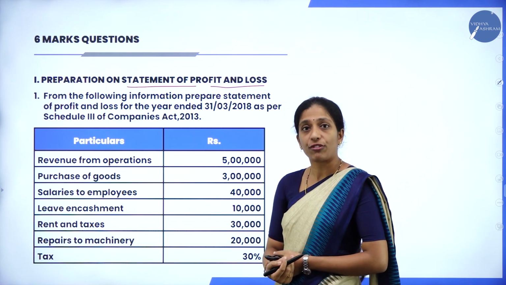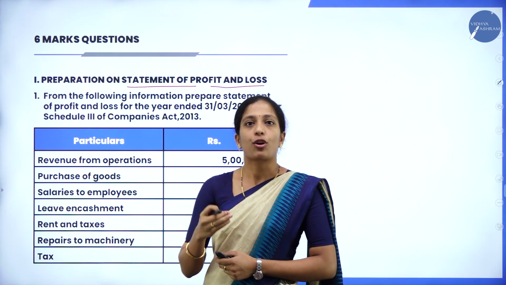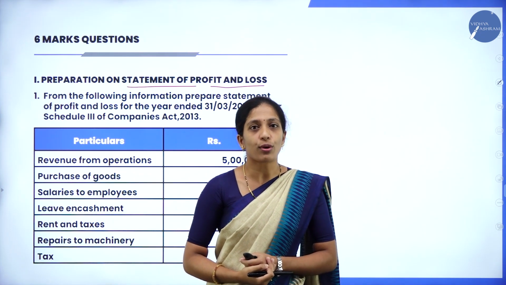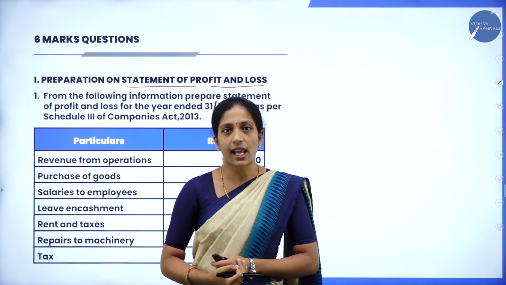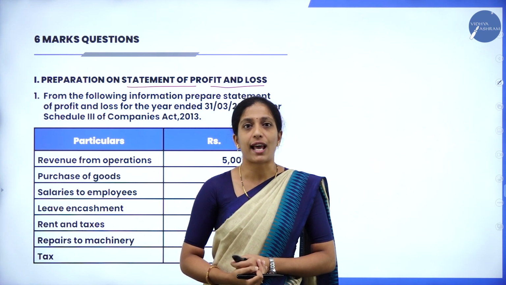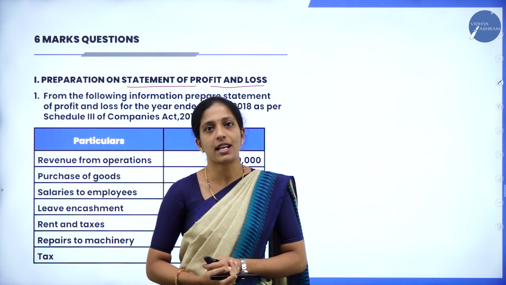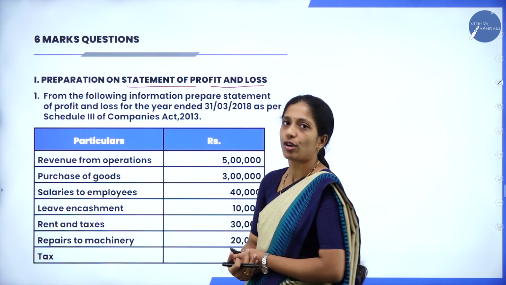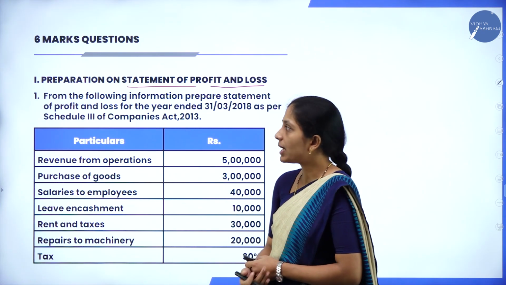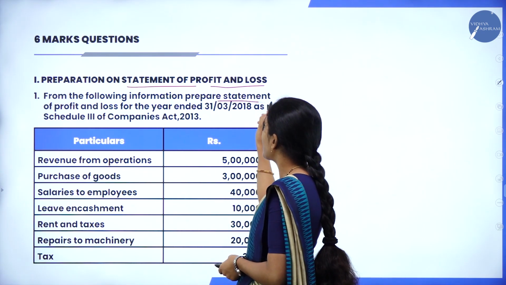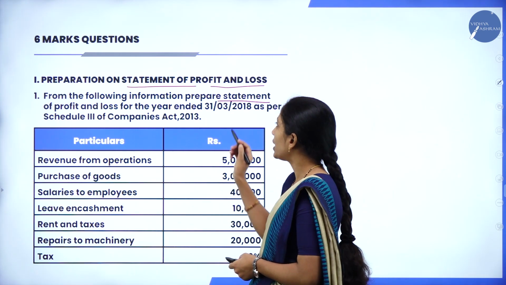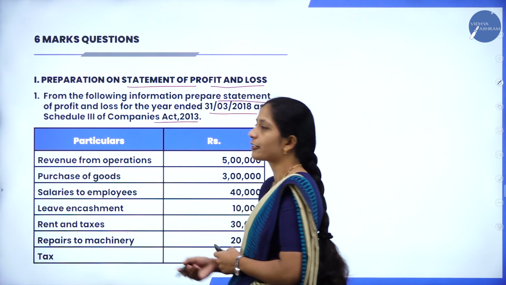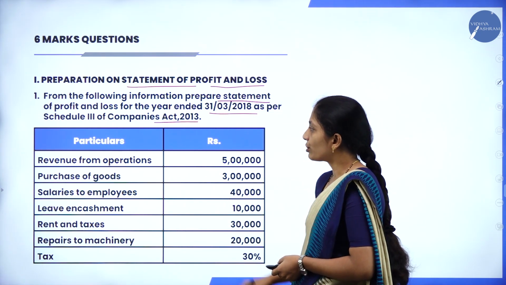Hope you remember what is the format of profit or loss. First, Roman number 1, revenue from operations. 2, other income. 3, total income or total revenue. 4, expenses. 5, profit before tax. 6, tax. And 7 is profit after tax. So if you know that format properly, you can easily solve the problem. Now go through the problem here. From the following information, prepare statement of profit and loss for the year ending 31st March 2018 as per Schedule 3 of Companies Act 2013. So go through your particulars here.